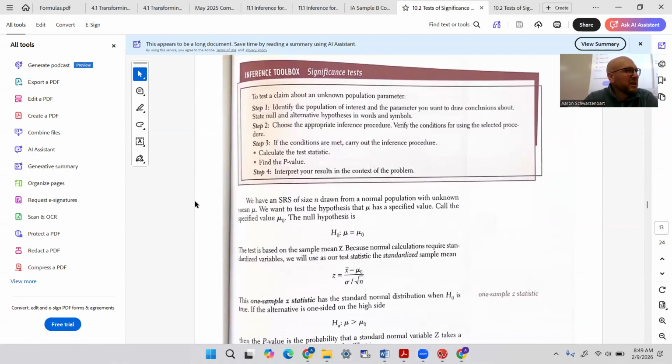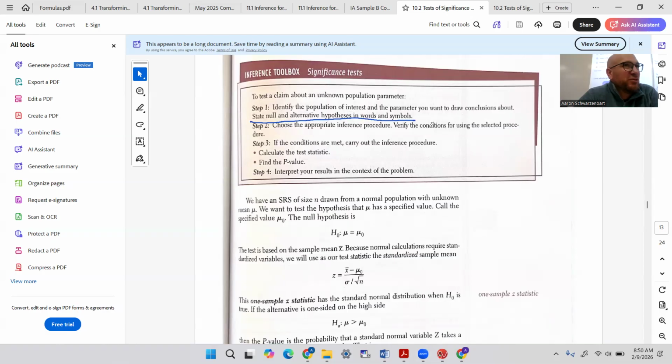Okay, so here's your 4-step thing. One of the keys is to identify the population of interest. You still have to say what the population is, what you're trying to draw conclusions about. In step one, you state the null and alternative hypotheses. Step two doesn't change. I would say choose the appropriate inference procedure as part of step one, really, because you wouldn't write the null and alternative hypothesis for a confidence interval.